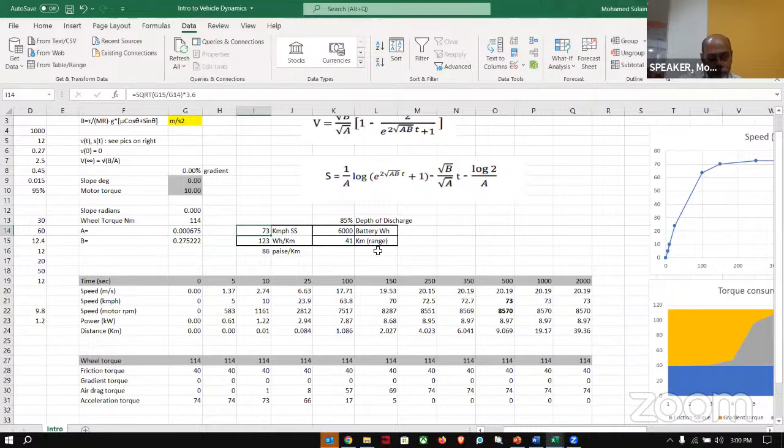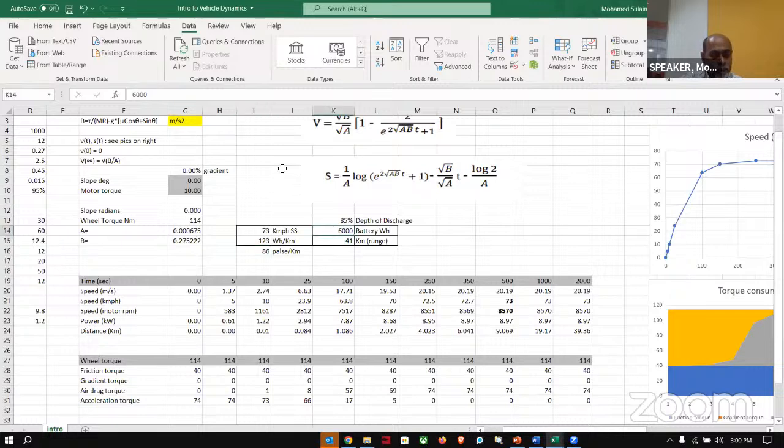When it is traveling in this way, how many watt hours per kilometer is the energy consumed? And that is 123 watt hours. And if you assume that every kilowatt hour is 7 rupees, then it means that you will be paying 86 paisa per kilometer, this vehicle, for the electricity that's consumed.